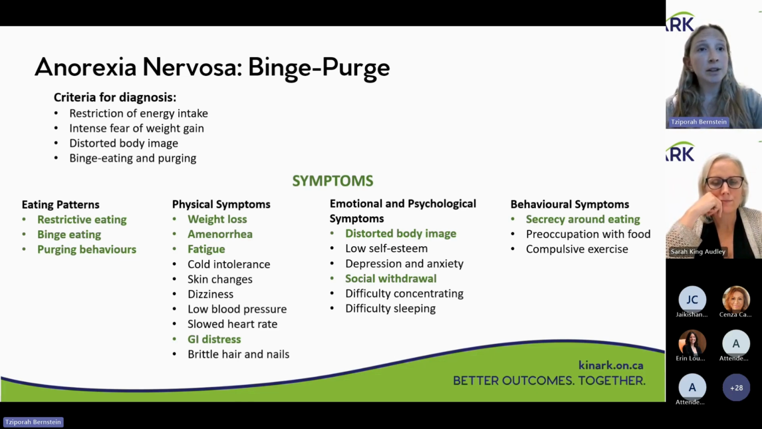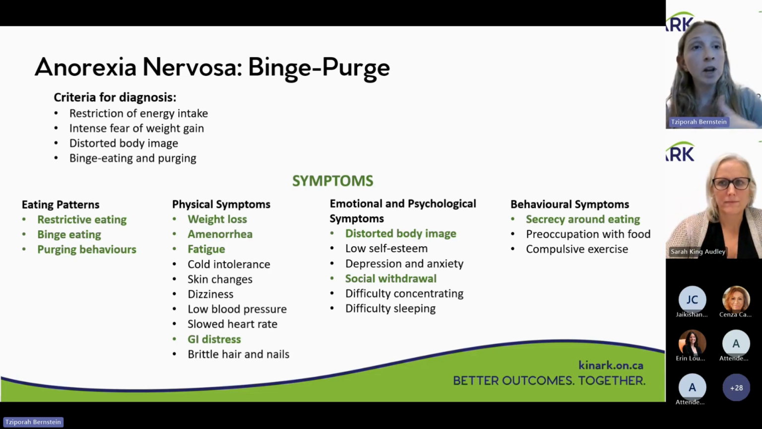The difference here is that for diagnosis, there is a restriction of energy intake. So a very, very big discrepancy between energy needs and what the youth is actually receiving from food. An intense fear of gaining weight, a distorted body image. So again, not actually being aware of what their body truly looks like, and really thinking that people have a very negative perception of what their body looks like.